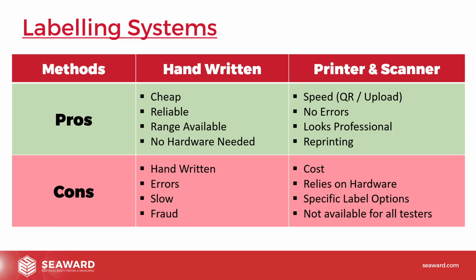And the other thing is that they're not available for all testers. So if you've got a tester, for example, like our Prime Test 100, our Prime Test 100 doesn't work with a scanner or doesn't work with a printer. However, through the magic of our PAT Mobile app, you can use the PAT Mobile app as a barcode scanner, and it will connect with a printer via Bluetooth. So you can use them that way around. Even though the tester doesn't necessarily work directly with a printer or scanner, by using the app, you can actually get around that. So again, that's a good option from that side of things.